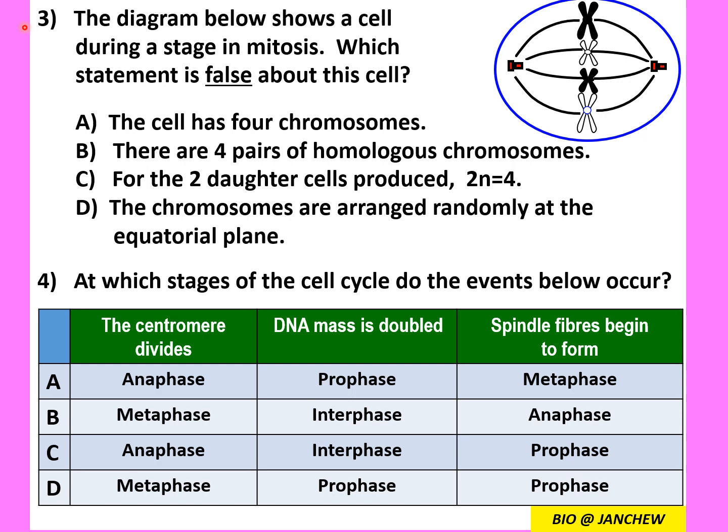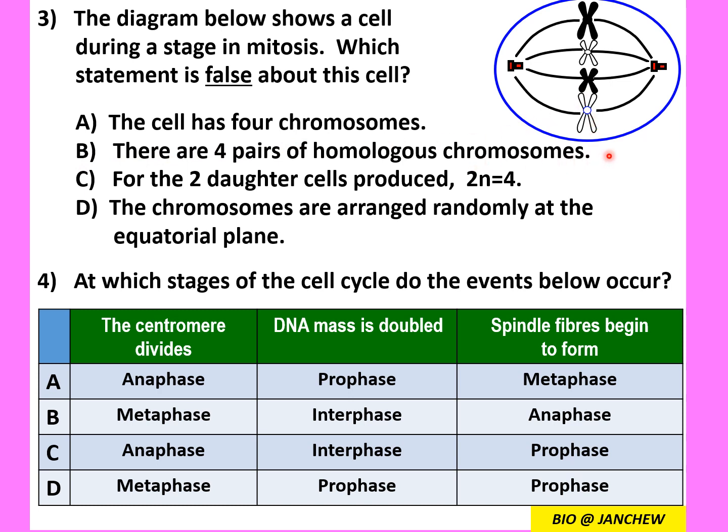Alright, so let's look at this question. Now, which statement is false? So the cell has 4 chromosomes. 1, 2, 3, 4. There are 4 chromosomes, is correct. Each X-shaped structure is 1 chromosome. So this chromosome consists of 2 sister chromatids, but it's still considered 1 chromosome. So there are 1, 2, 3, 4 chromosomes. This statement is correct, so it's not the answer. There are 4 pairs of homologous chromosomes for this choice, B.